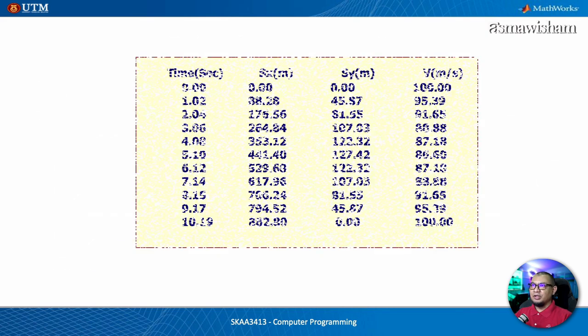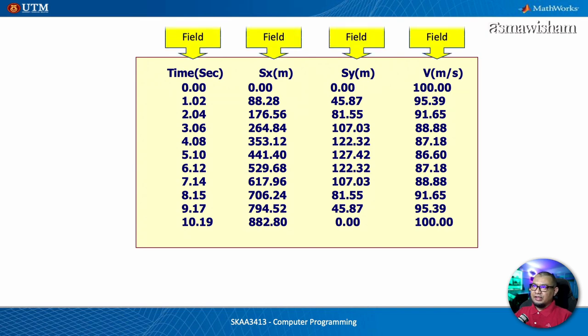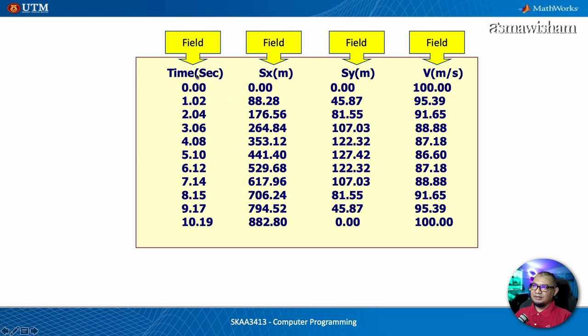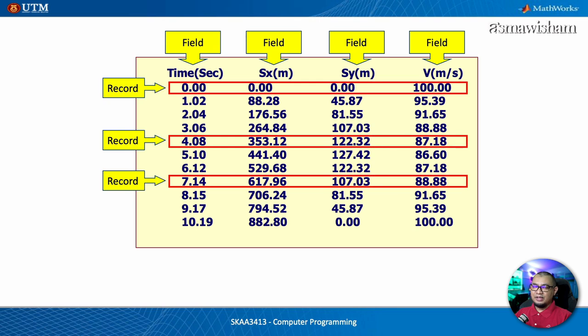The easiest way to understand records is something related with data. So you see here an example of the output. This is the example of the projectile: you throw the stone, and we would like to see how far it can go and how fast it is at a certain distance. So you see here, this is a field, something related with the title: time, second, SX, SY, V, velocity. That one is a field. Then we have records. All the data in here is records.